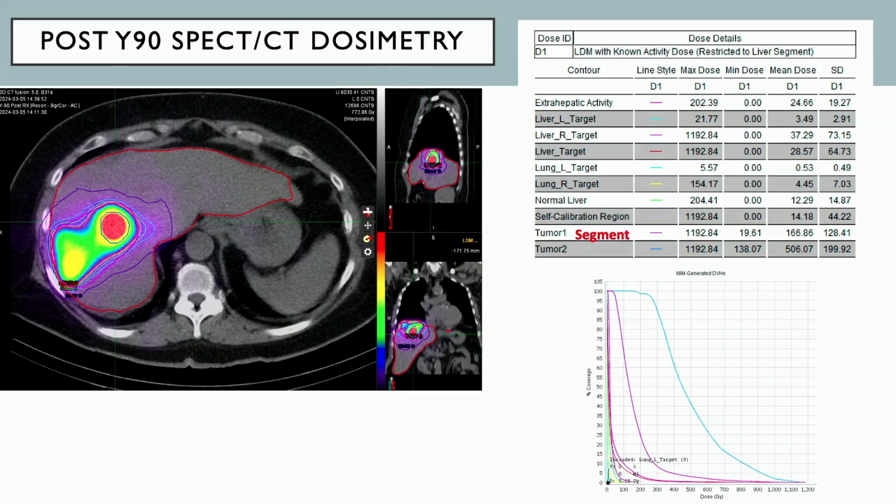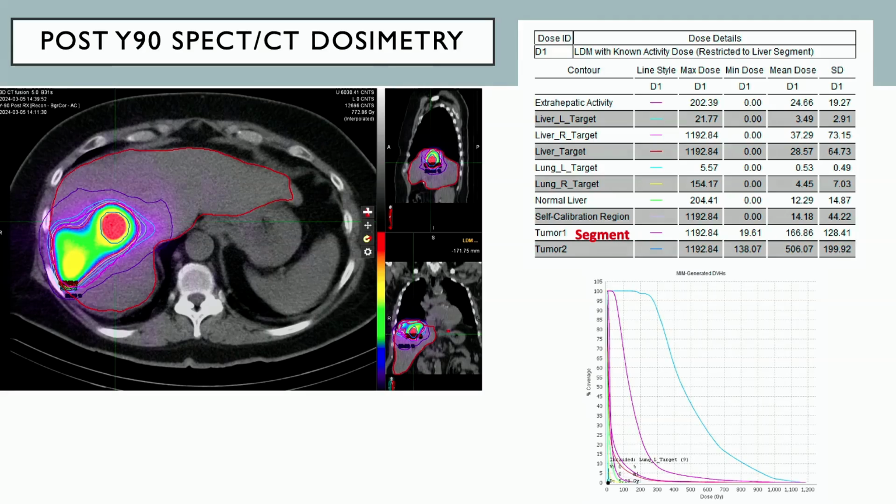So I use this minimum tumor dose as a safety check at the end, and I want to be above 100 gray, at least on the resin cases. I'm curious to know what Tyler thinks on the glass side of things. If I'm above 100 gray, I feel comforted that probably the tumor was covered adequately using the resin calibration that I use, and most likely we're going to get a complete response.